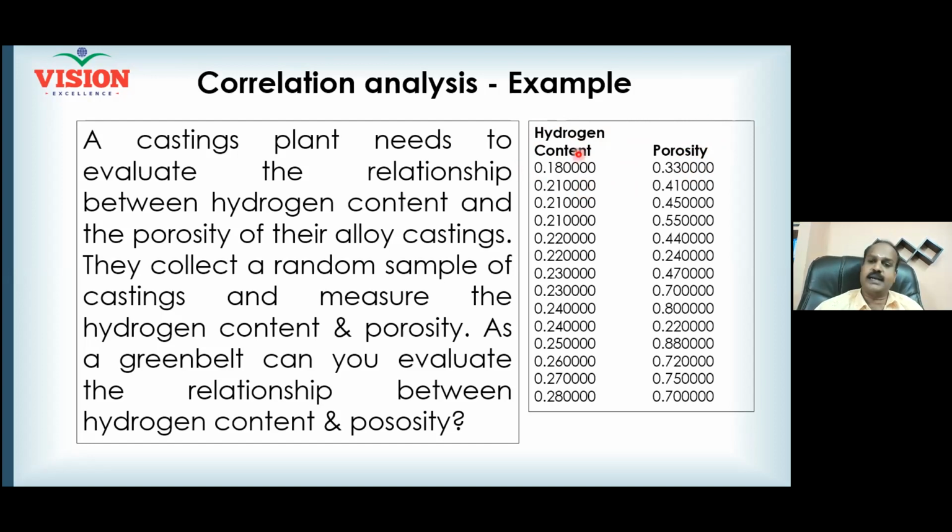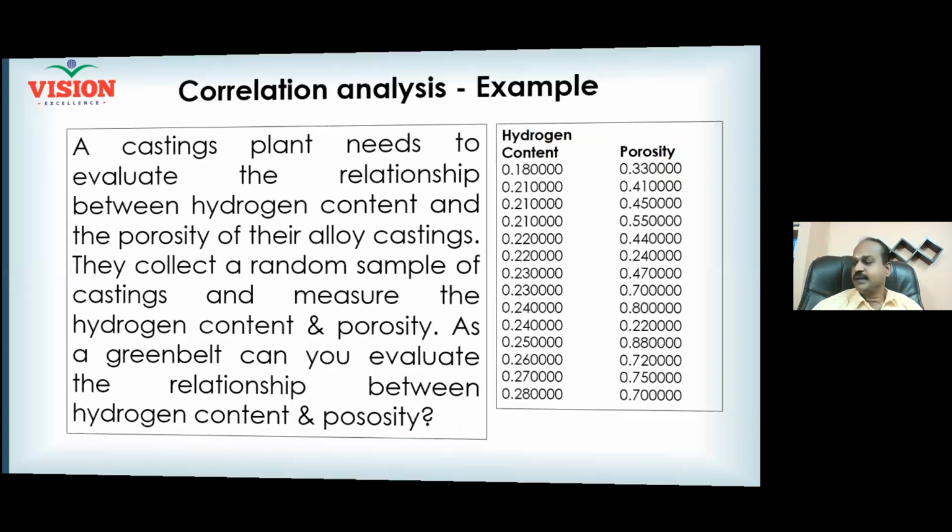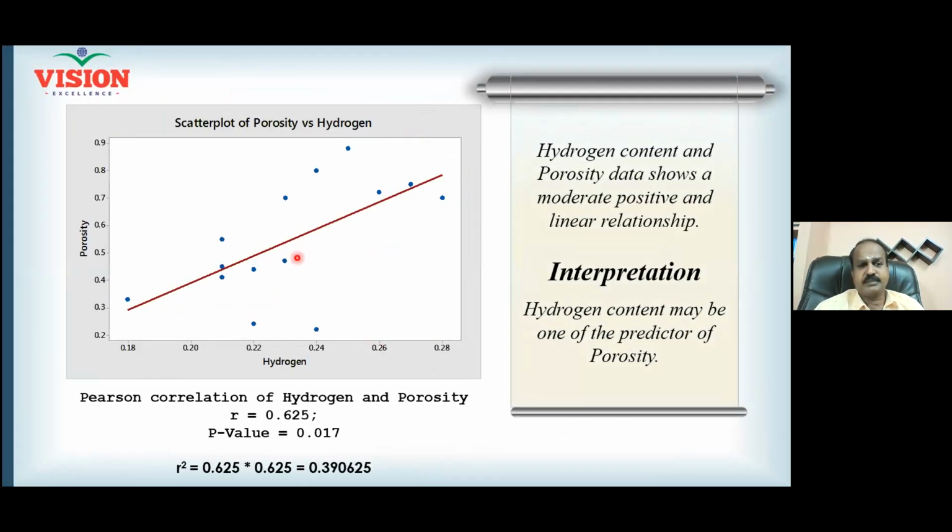So you collected samples in which the porosity is measured, and hydrogen content is also measured. Both are continuous data, and now you can go for the correlation. Now I have plotted a scatter diagram. I am getting this kind of thing. And now the relationship is found to exist, and the relationship is found to be positive. You see here, as the hydrogen content keeps on increasing, porosity also keeps on increasing. You can see the trend here, right? So it is positive correlation.